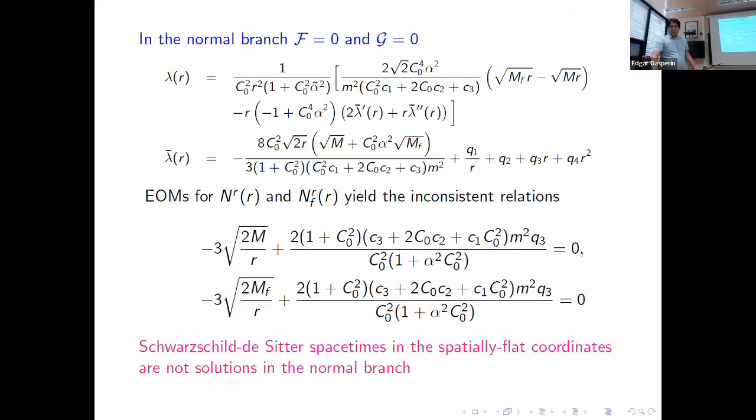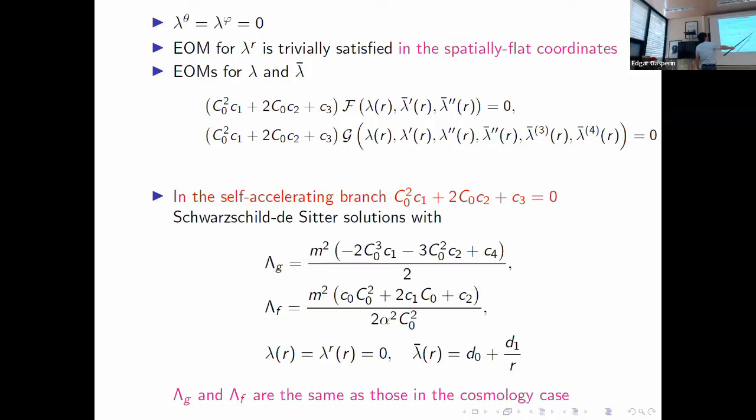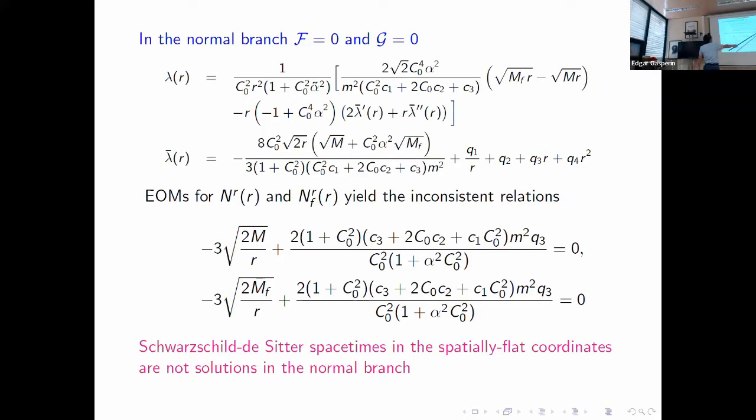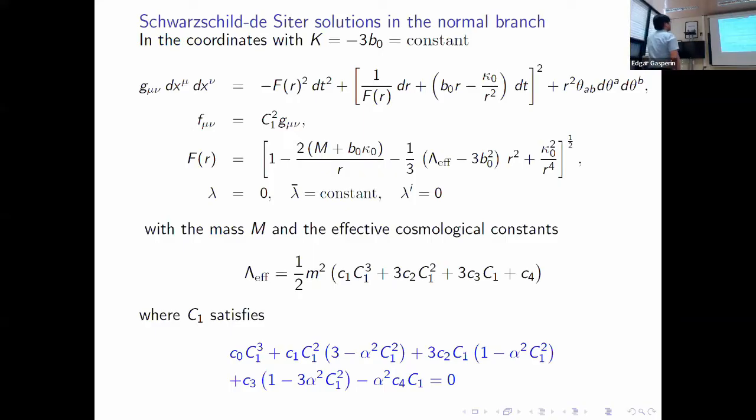Lambda bar obeys a fourth-order spatial derivative equation, so we have totally four integration constants, given by Q1, Q2, Q3, Q4. But plugging them into the metric equation, for example the equation for the shift vectors, we get some inconsistent condition, because the first term depends on r, while the second term is constant. This means that the Schwarzschild-de Sitter solution, written in the spatially flat coordinate, is not a solution in the normal branch. But of course, as I said, the existing solution highly depends on the choice of coordinate. Even if there is no solution in the spatially flat coordinate, there could be a solution in other coordinate systems.